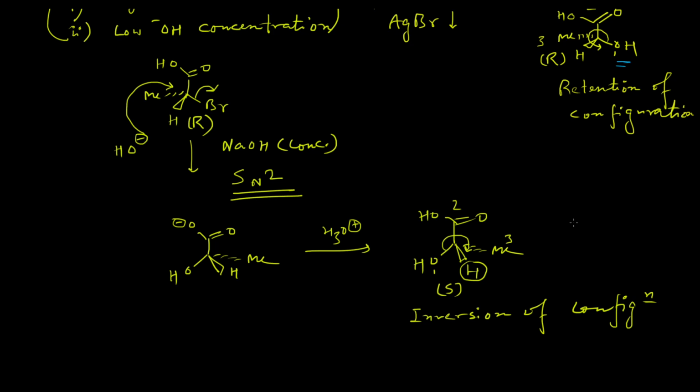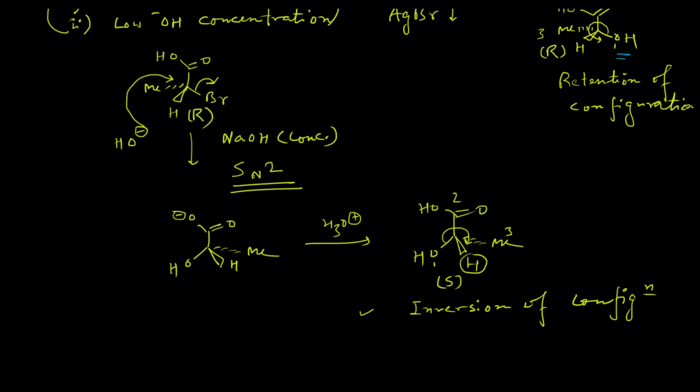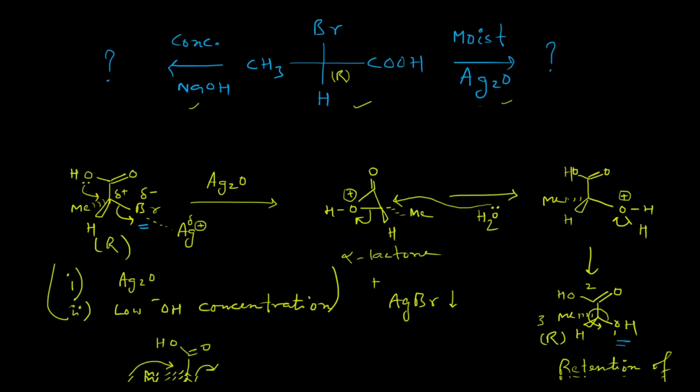So like this we will get the same alcohol molecule, but the configurations will be different. When moist silver oxide is used, we will get the corresponding alcohol with the same absolute configuration, but when sodium hydroxide is used, then we will get the inverted alcohol. So this is it for this video.